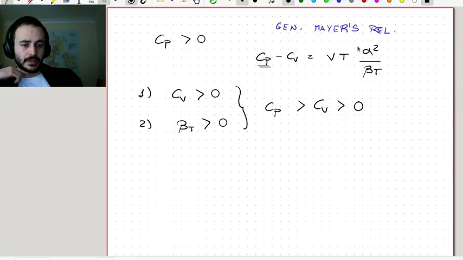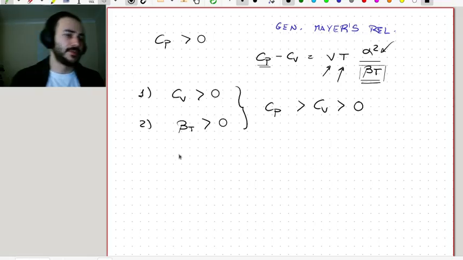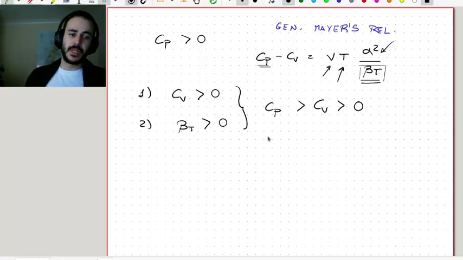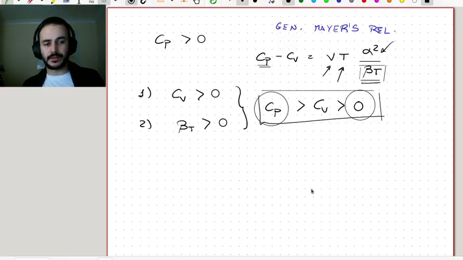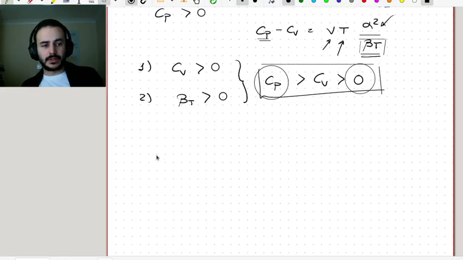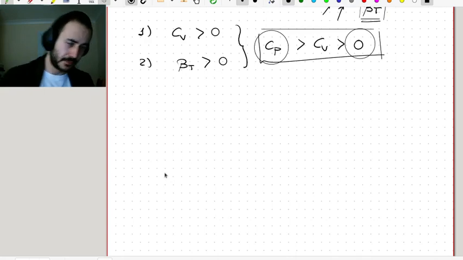Okay, because in the right hand side here, which is the difference between the two, that is a positive number because the volume is positive, the absolute temperature is positive, this guy is squared, and the only thing that could make this negative is actually this beta T, which is positive. Okay. So this is what we are going to prove, and what we're really interested in establishing is that this is larger than zero.